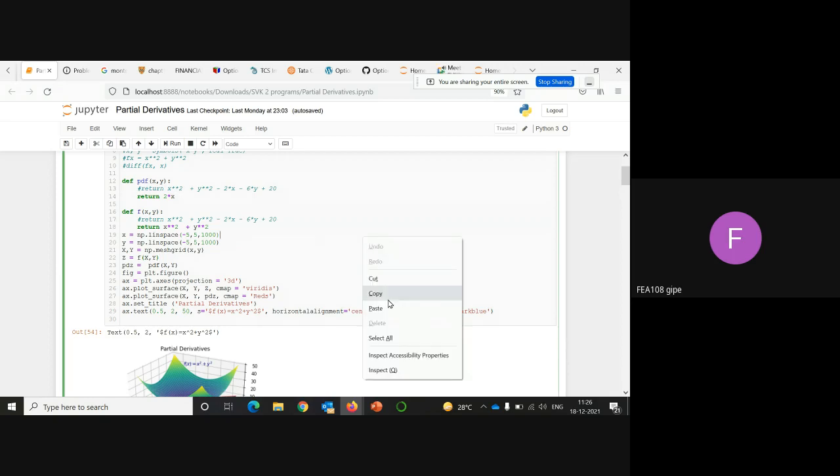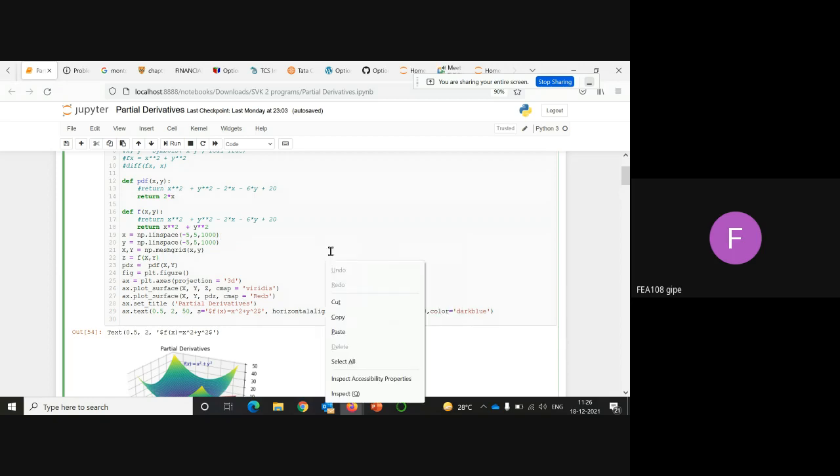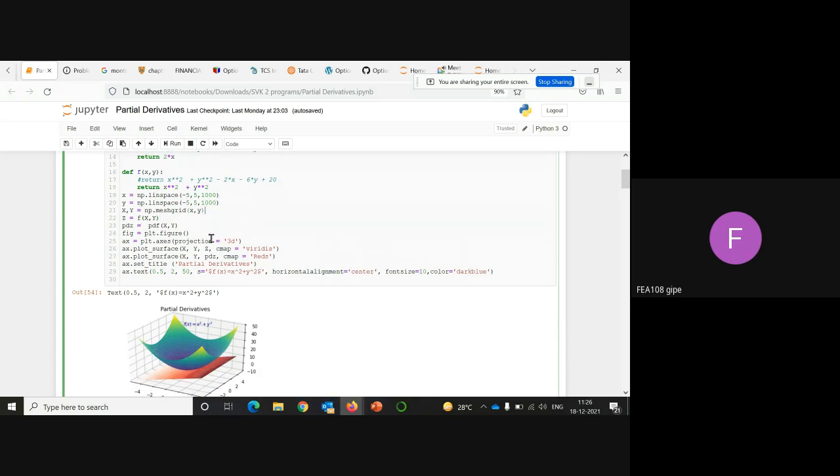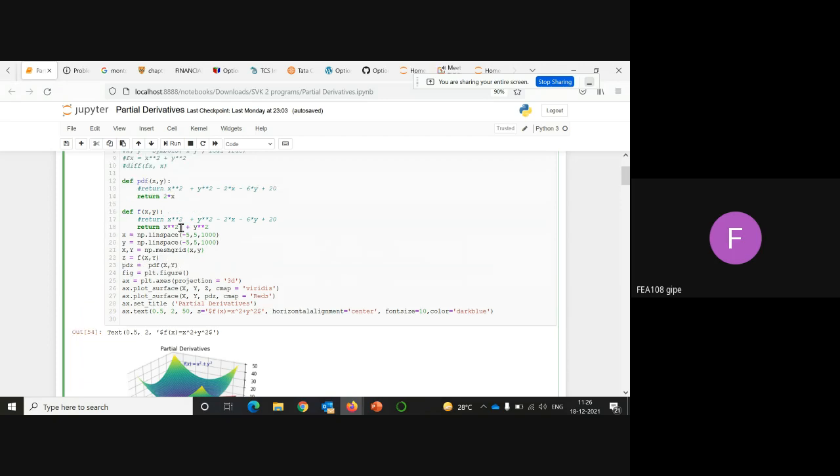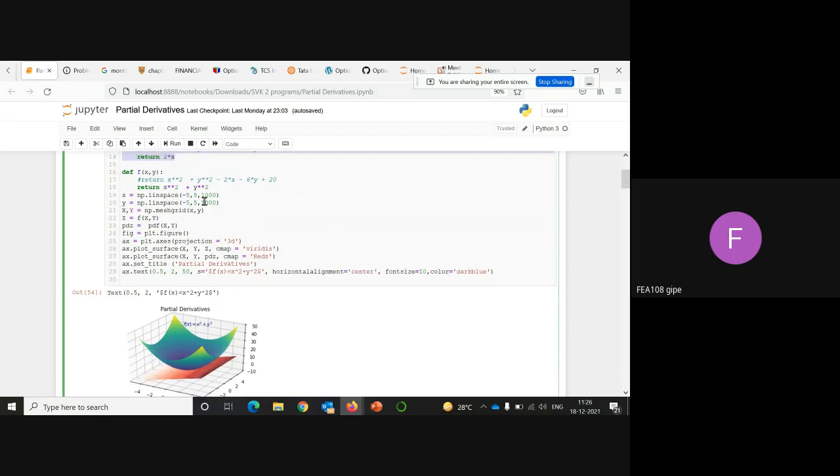Sorry, just one second. I can't do the pointer here. And then from this I create a mesh grid, the small grid. And here is where I calculate the z value as x square plus y square. So for each of these values in the array, I calculate the z value.